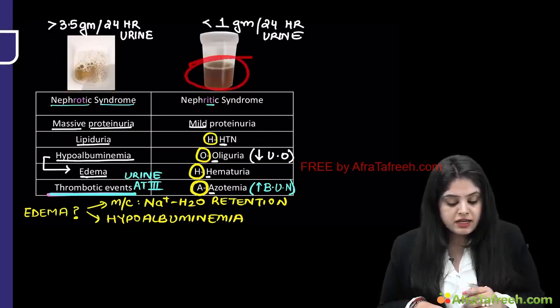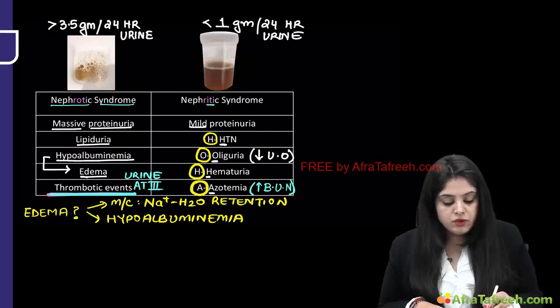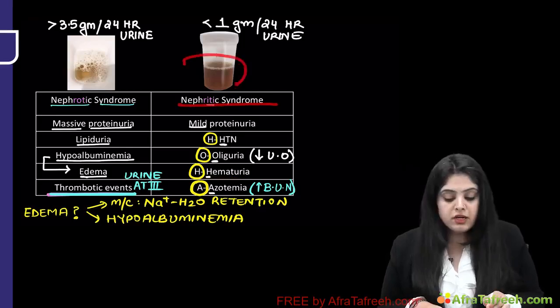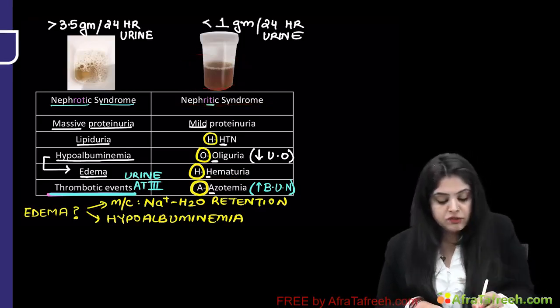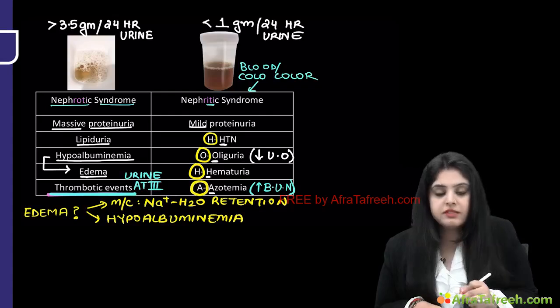So when you start seeing this kind of a cola color urine, you will obviously think of hematuria. If you're thinking of hematuria, you will obviously think of nephritic syndrome because you're getting a lot of blood in the urine, right? So if you see a lot of blood in the urine, you will obviously think of cola color, which you famously call, you will think of nephritic syndrome.